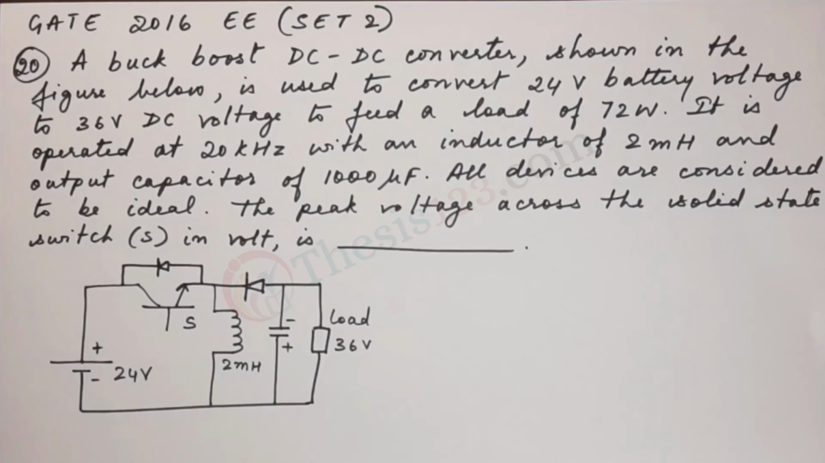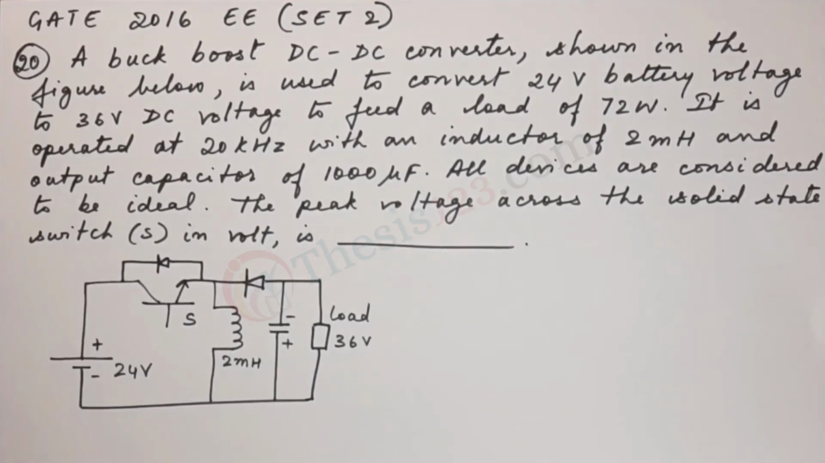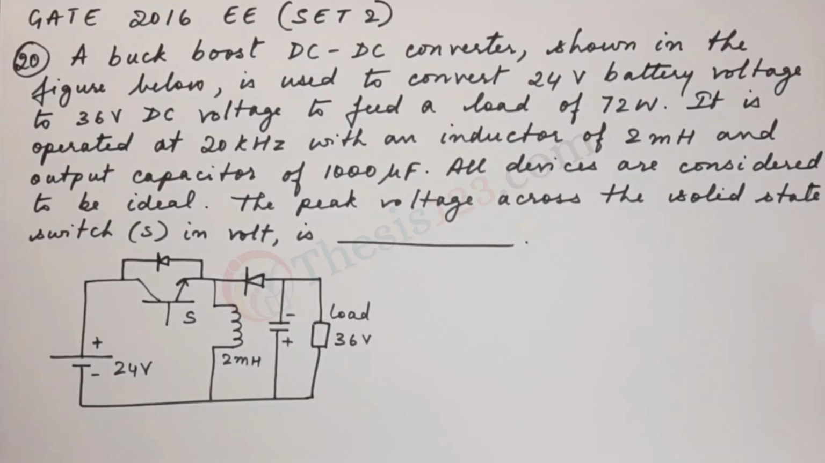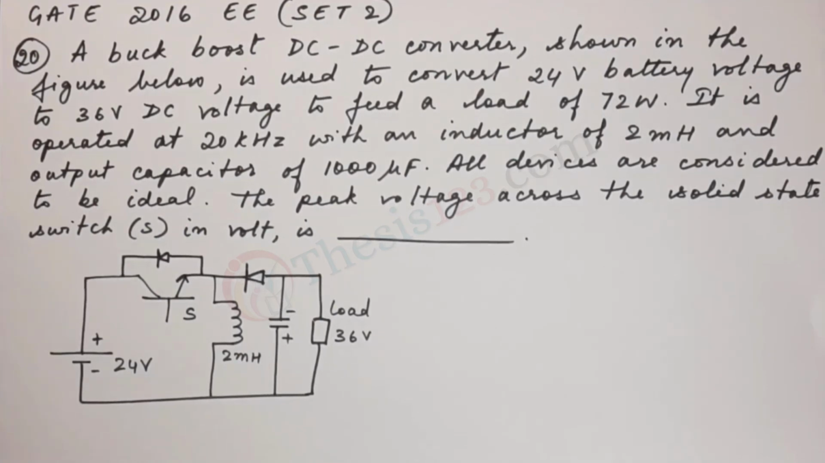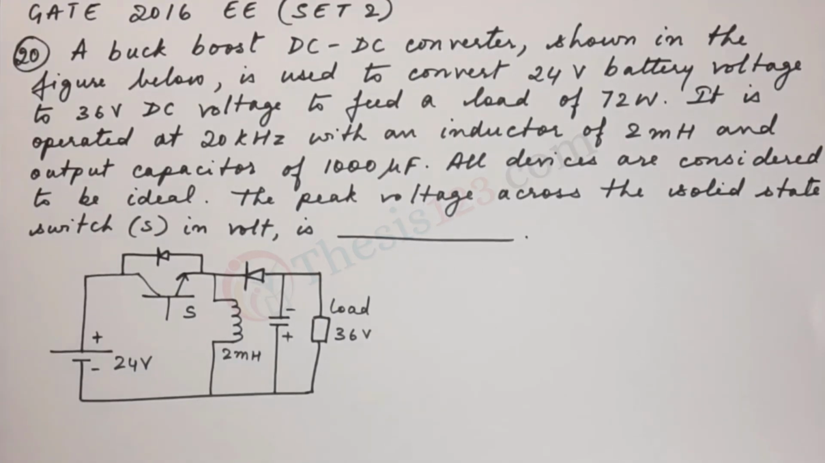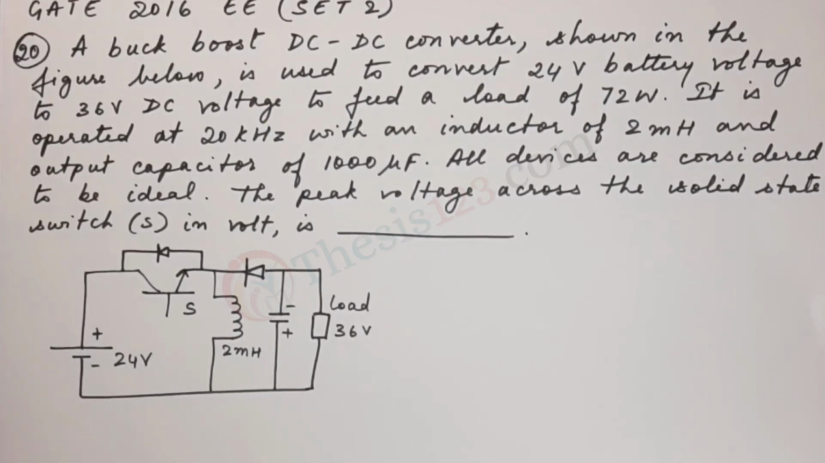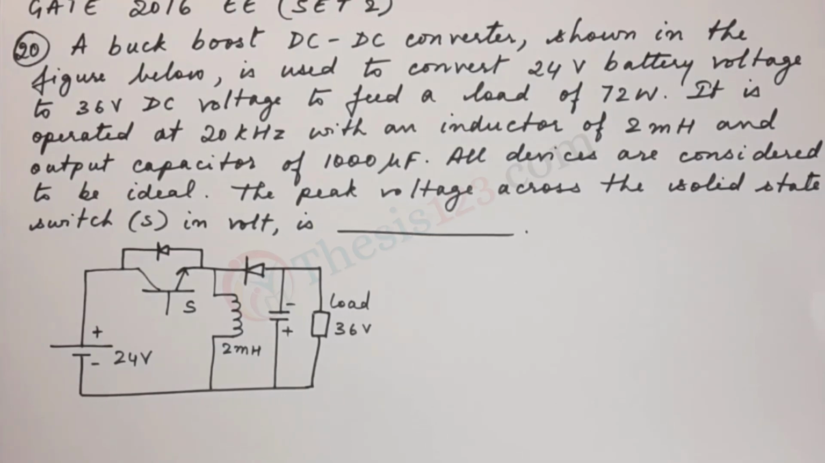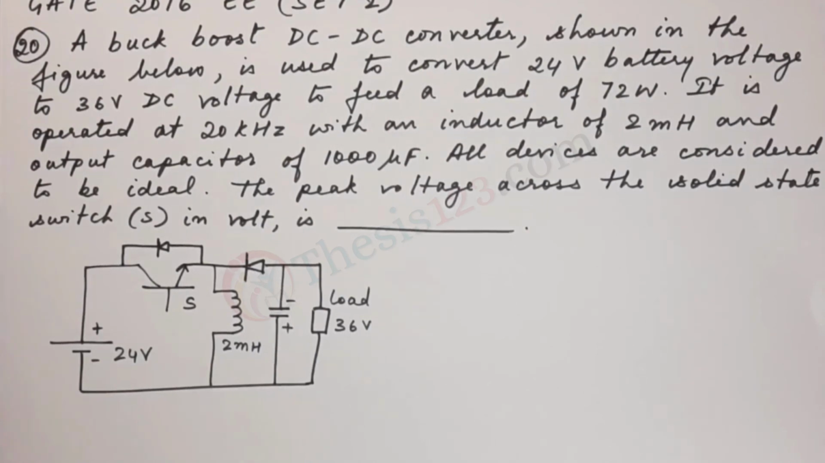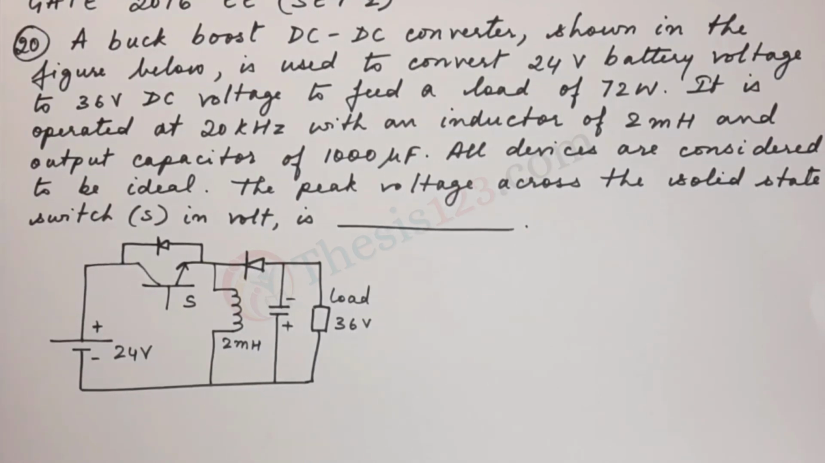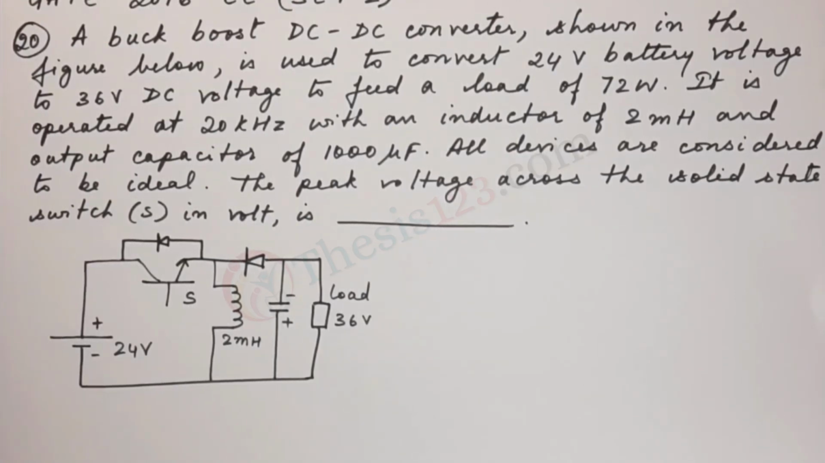Here's the next question, number 20. A buck boost DC to DC converter, shown in the figure below, is used to convert a 24 volt battery voltage to 36 volt DC voltage to feed a load of 72 watts. It is operated at 20 kHz with an inductor of 2 millihenry and output capacitor of 1000 microfarad. All devices are considered to be ideal. The peak voltage across the solid state switch in volts is dash.